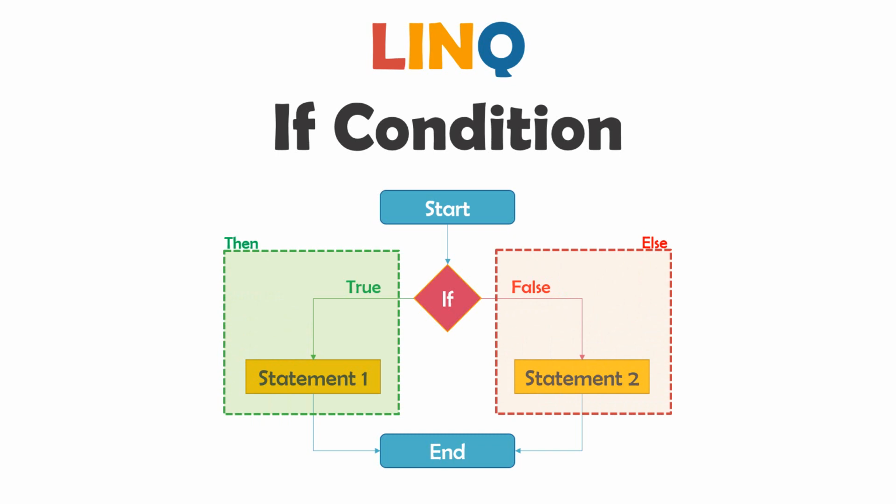How do you write the if condition in LINQ? I will show you right now. First is the if statement, then brackets. There are three parts within these brackets. The first part is the condition. The result of the condition is always true or false.